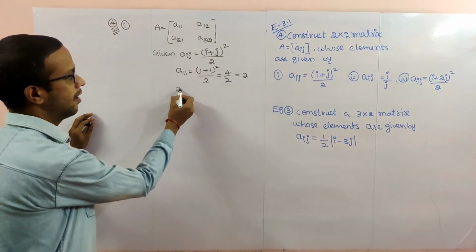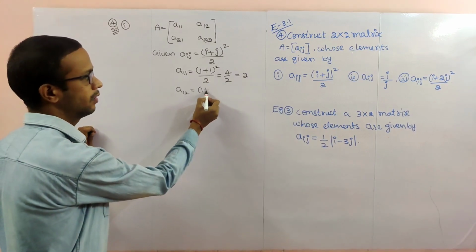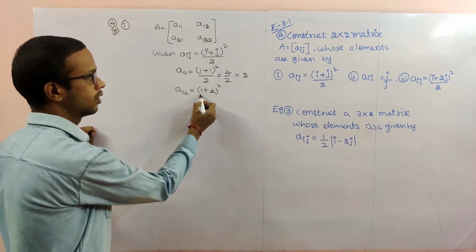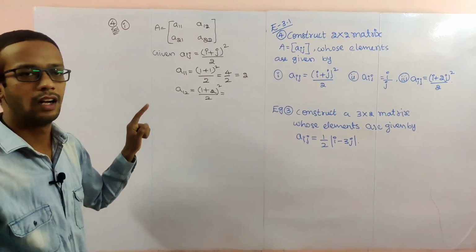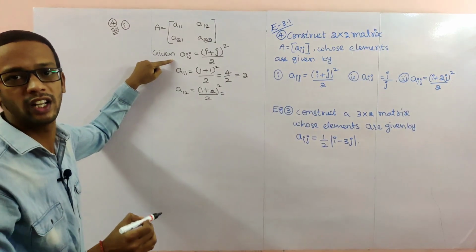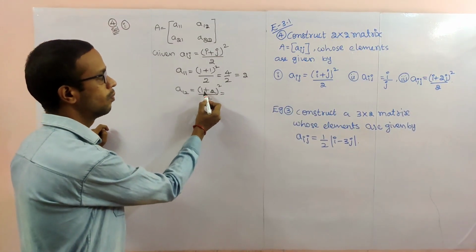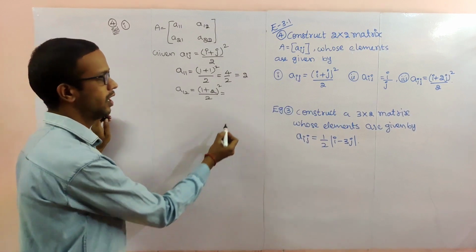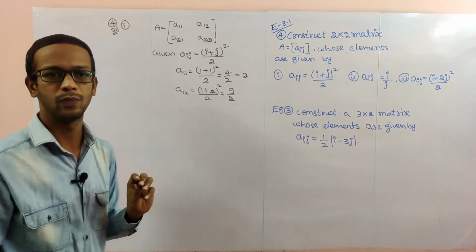Next, A12. (1 plus 2) whole square divided by 2. Just in that equation, we are substituting the values: I place 1, j place 2. 1 plus 2 is 3. 3 square is 9. 9 by 2.